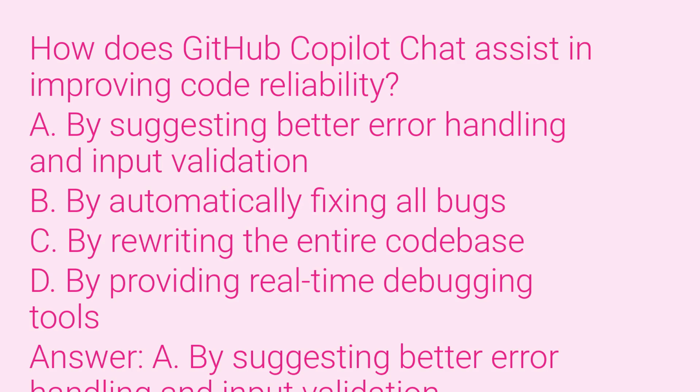How does GitHub Copilot Chat assist in improving code reliability? A. By suggesting better error handling and input validation. B. By automatically fixing all bugs. C. By rewriting the entire codebase. D. By providing real-time debugging tools. Answer. A. By suggesting better error handling and input validation.